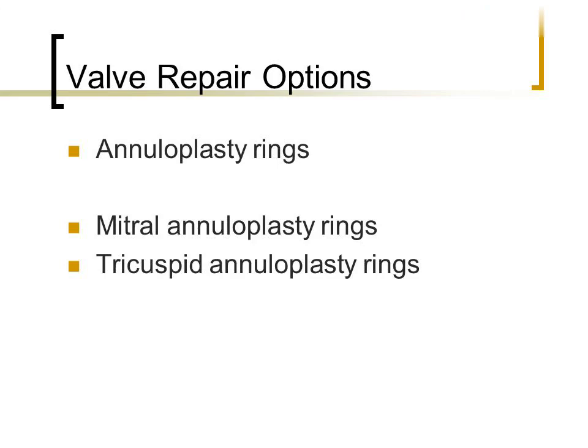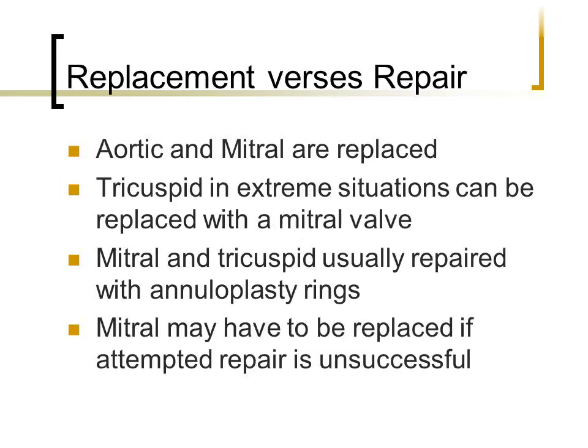Valve repair options: annuloplasty rings, mitral annuloplasty rings, tricuspid annuloplasty rings. Replacement versus repair. Aortic and mitral are replaced. Tricuspid in extreme situations can be replaced with a mitral valve. Mitral and tricuspid usually repaired with annuloplasty rings. Mitral may have to be replaced if attempted repair is unsuccessful.